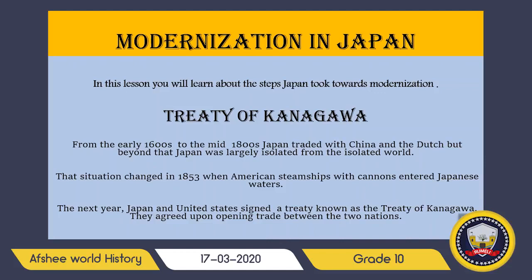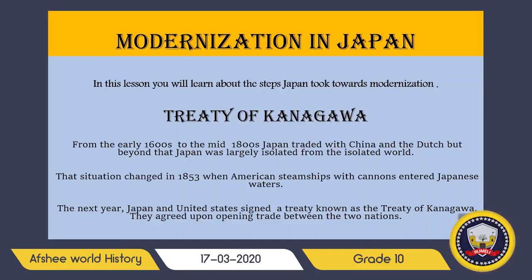In the last lesson, as you remember, we read about foreign influences in China. But in this lesson, we will learn about the steps taken by Japan to modernize. First, we will talk about the Treaty of Kanagawa. From the early 16th to the mid 18th century, Japan traded with China and the Dutch, and it had diplomatic contact with Korea. That was all. Beyond these states, Japan was largely isolated.